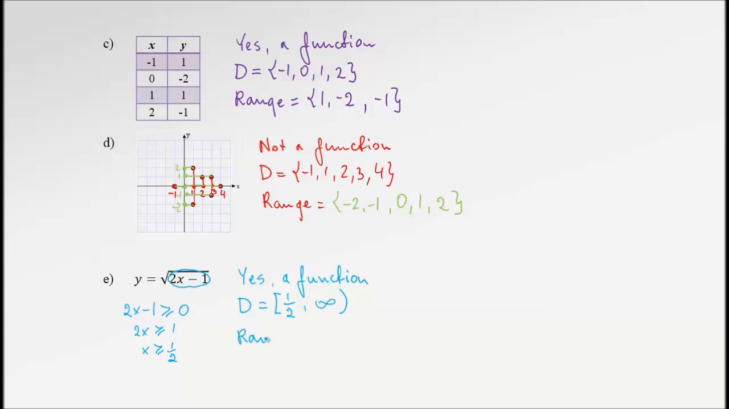Now, what about the range? Range is always a little bit harder to figure out. But let's try to analyze our expression. Since the radicand, the whole expression 2x minus 1, can be any number from 0 to infinity, then when we take the square root of 0 it is still 0, and the square root of something positive is still something positive. And it can go as high as we want to. So the range is from 0 to infinity.